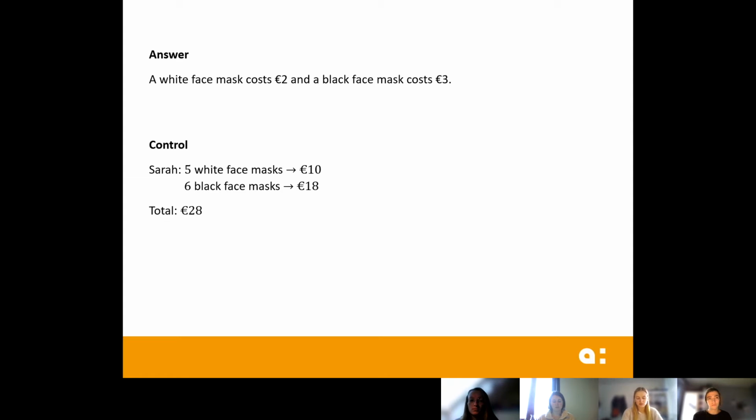We do the same for Liam. A white face mask costs 2 euros and Liam buys 11 of them. That makes 22 euros. He also buys 4 black face masks. Each one costs 3 euros. So for the black face masks, he pays 12 euros. If we add the price of the white face masks to the price of the black face masks, we know he pays 34 euros for all his face masks.